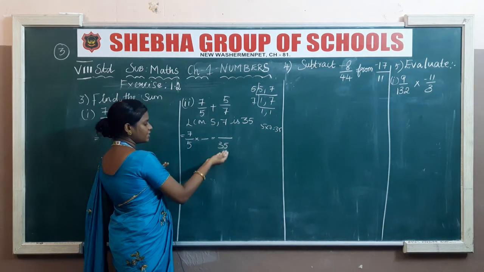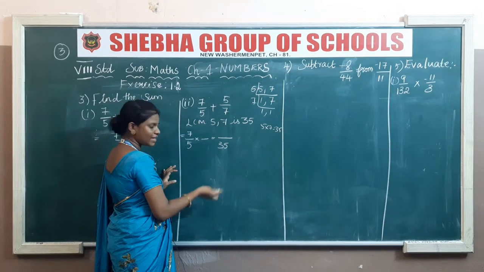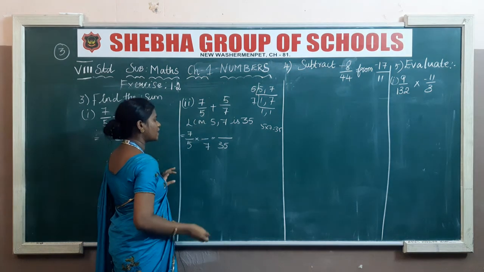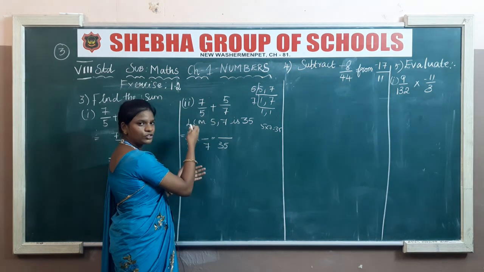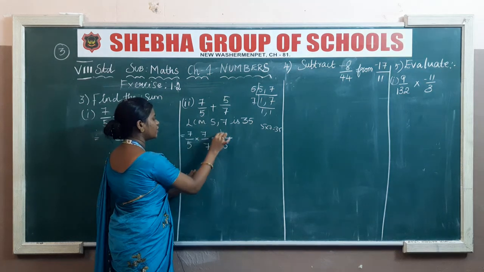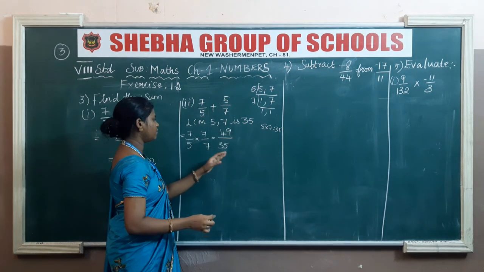So in the 5 table, 35 is how many times? 7 times. We write the denominator 7, and obviously you write the numerator also 7. So 7 sevens are 49. So the value is 49 by 35.